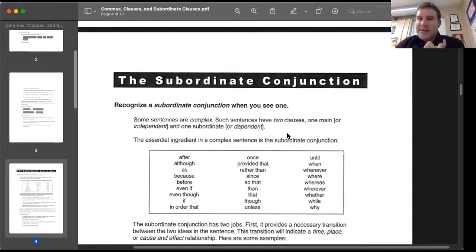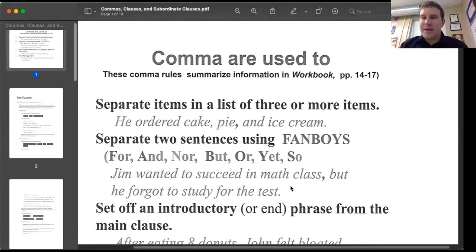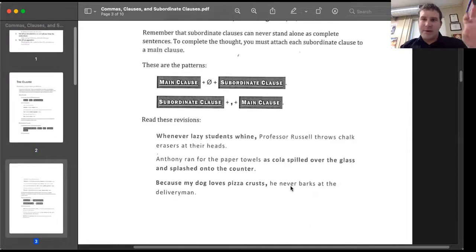You have three types of sentences. You have simple sentences, which is just an independent clause by itself. It is a noun, verb by itself. You have compound, where you take one independent and another independent clause and add them together using one of these coordinating conjunctions, the FANBOYS up here. And then you have complex sentences, where you take a subordinate and an independent clause and pound them together.